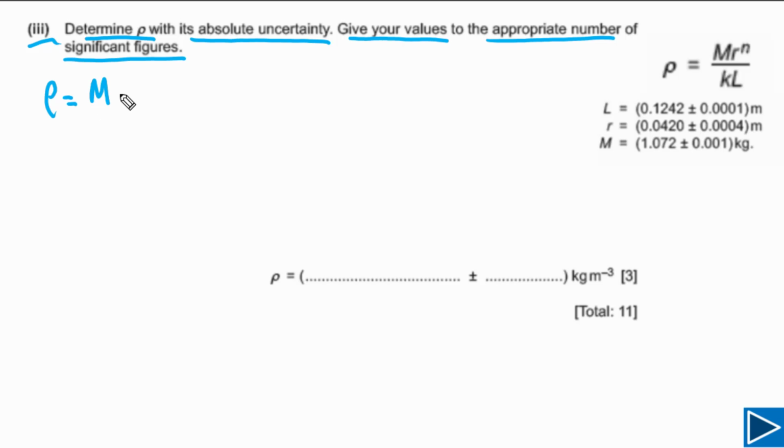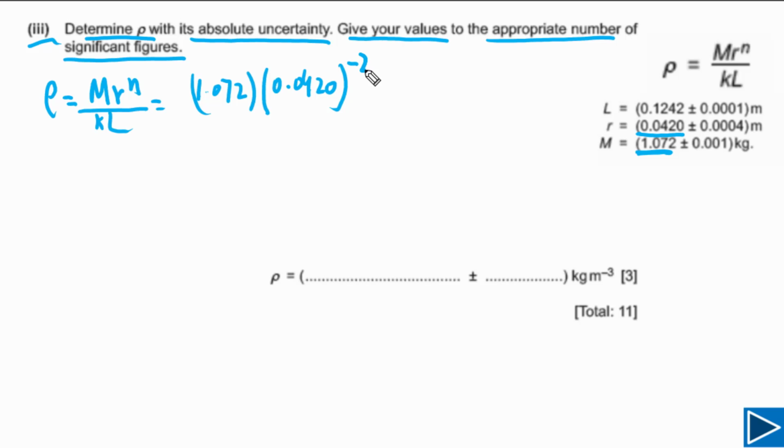And the formula for density is given. This is equal to mass times R to the power of N divided by K times L. The M is given, so simply you can read from here. Value of M is 1.072 and the value of the radius is given. So this is radius, so simply you can write down 0.0420, and the power is N and the value of N is -2. And this is divided by K. K is a constant and the value of the constant is given in the question, that is equal to 2.094. Its value is given to us and the value of L you can just read from here.